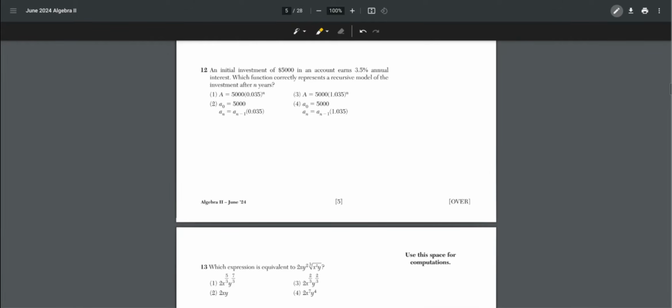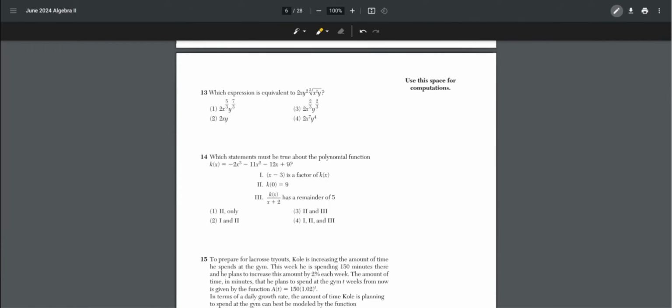Number 12. An initial investment of $5,000 in an account earns 3.5% annual interest. Which function correctly represents a recursive model of the investment after 10 hours? We know recursive formulas require knowing the previous term. Therefore, we can eliminate choices 1 and 3. They are not recursive formulas. Therefore, choice 4 is correct, as it shows an increase of 3.5%.